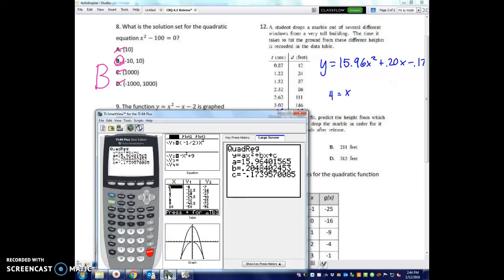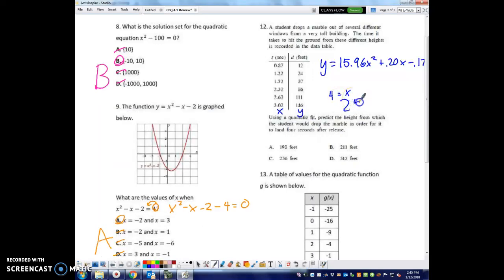Let me show you how to do that in the calculator. We do 4, store, alpha x, remember? So we just told our calculator every time we use alpha x, it's actually 4. So now 15.96 alpha x squared plus 0.20 alpha x minus 0.17. That gives us 255.99. Which one is closest to that? 256.